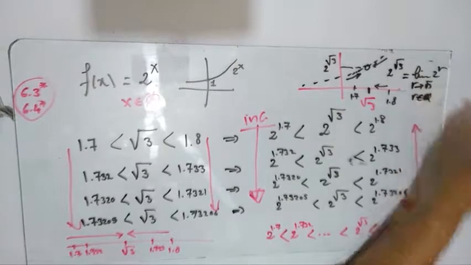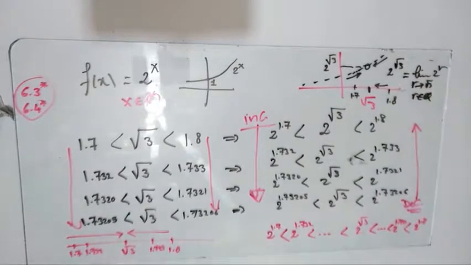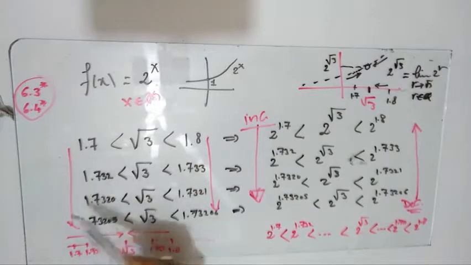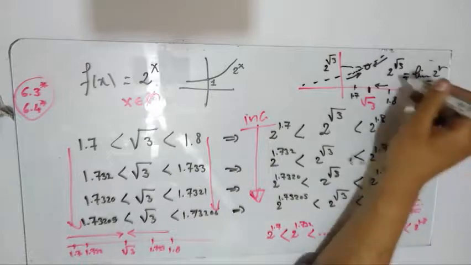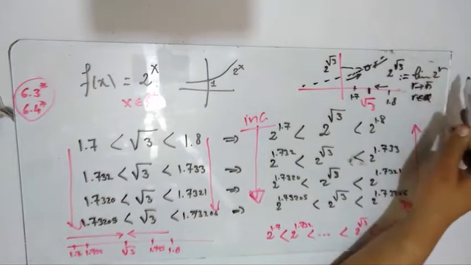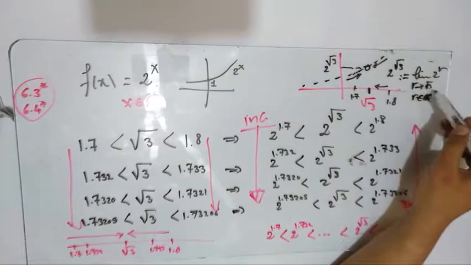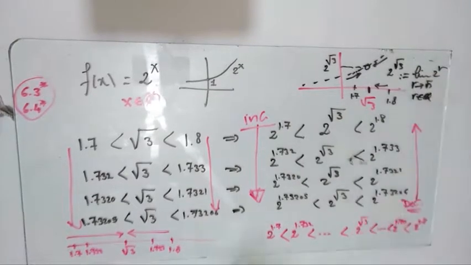So if you have a sequence which is approaching square root of 3 from the left or from the right or whatever, the values of 2 to the power of these elements in the sequence are going to be used to define 2 to the power square root of 3. So 2 to the power square root of 3 is the limit of 2 to the power r, where r approaches square root of 3 and r is rational.